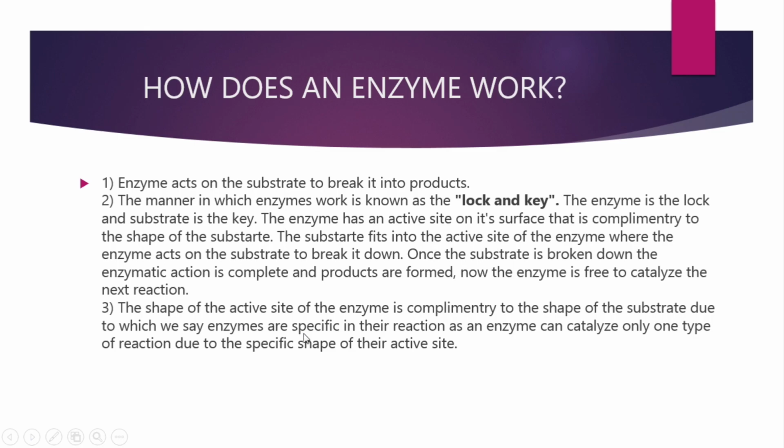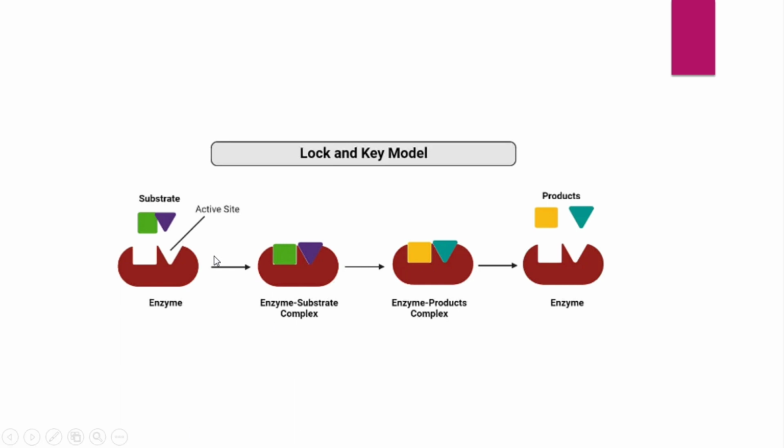The shape of the active site of the enzyme is complementary to the shape of the substrate, due to which we say enzymes are specific in the reaction. An enzyme can catalyze only one type of reaction due to the specific shape of the active site. As you can see over here, the shape of the active site of the enzyme is complementary to the shape of the substrate, which means that this enzyme can only act on this substrate.